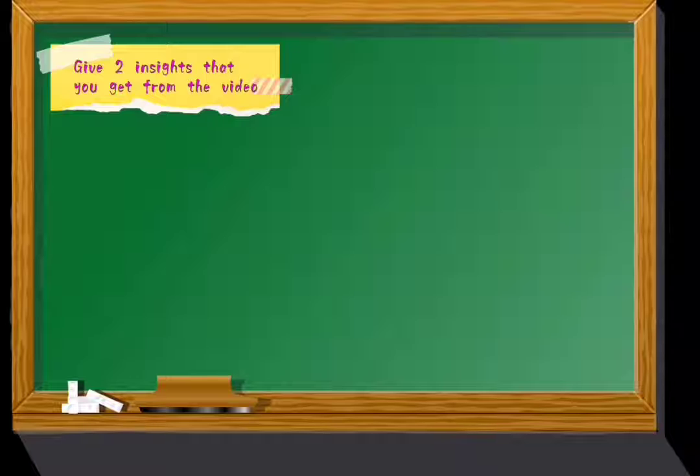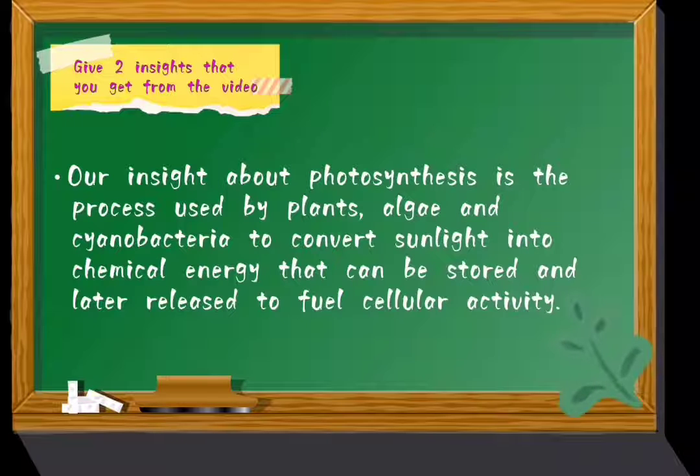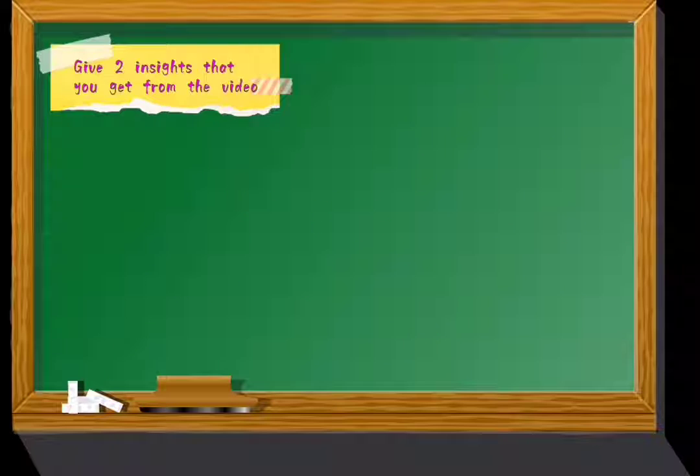Give two insights that you get from the video. Our insight about photosynthesis is that it is the process used by plants, algae, and cyanobacteria to convert sunlight into chemical energy that can be stored and later released to fuel cellular activity. They have to react to the changing colors of light and manage the different illumination of their leaves from the top to the bottom of a plant.